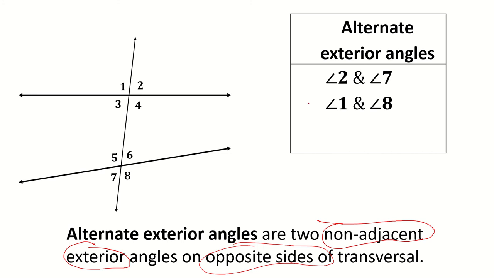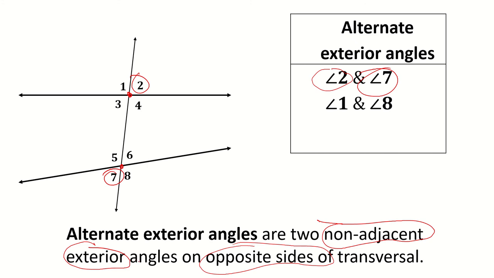So let's take an example. Let's say angles 2 and 7. So angle 2 is here, 7 is here. So notice that they're non-adjacent, because the vertex of angle 7 is here, and the vertex of angle 2 is here.